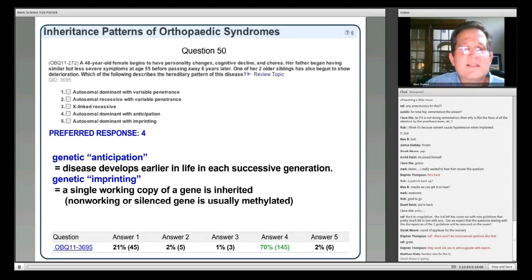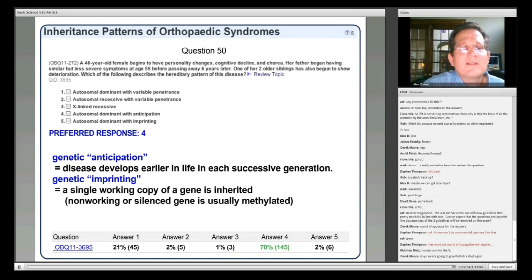Imprinting, as an aside, is when a single working copy of the gene is inherited. The non-working or silenced gene is usually methylated, and the only orthopedic, or even close to orthopedic, example I could come up with for imprinting is Prader-Willi syndrome, which is the most common genetic cause of obesity.